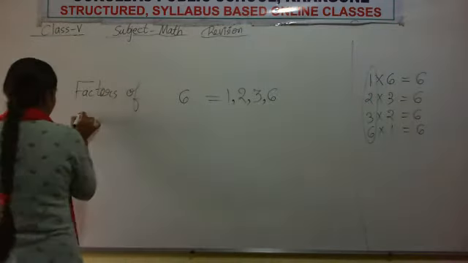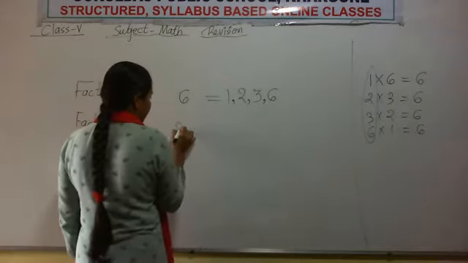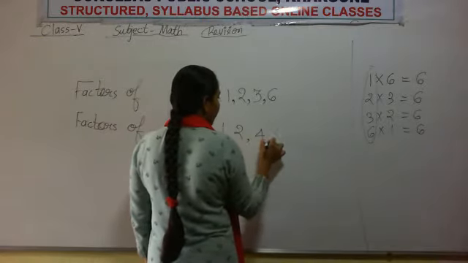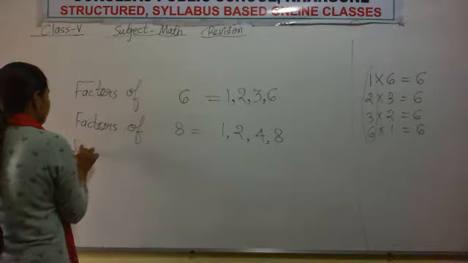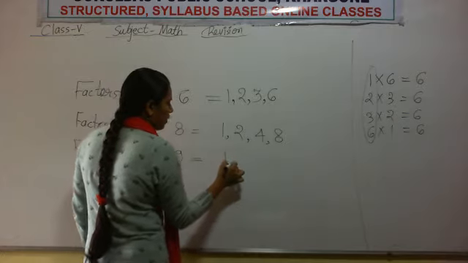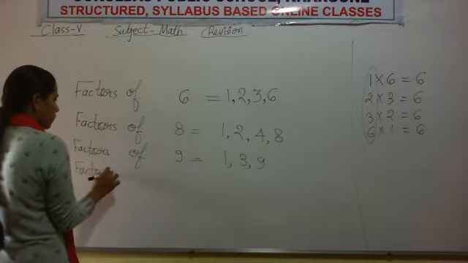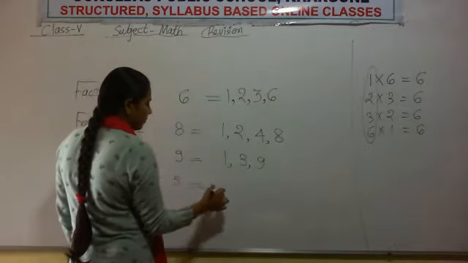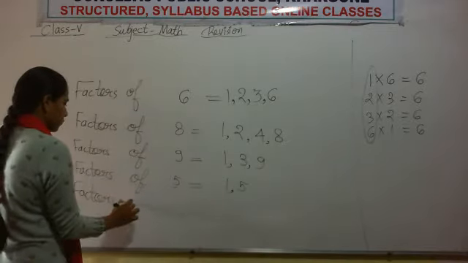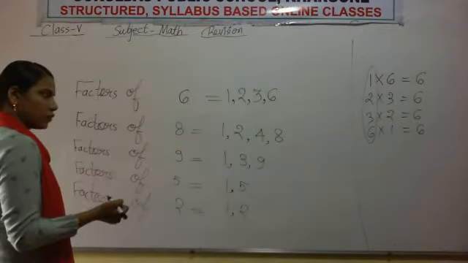Now I am writing the factors of number 8. So it is exactly divisible by 1, 2, 4 and 8. I am writing factors of number 9. So 1, 3 and 9 are the factors of 9. I am writing factors of 5. So 1 and 5 only. I am writing factors of 2. So 1 and 2 only are the factors of 2.